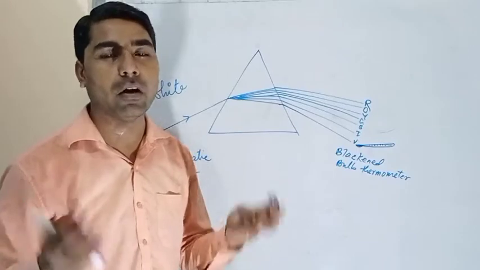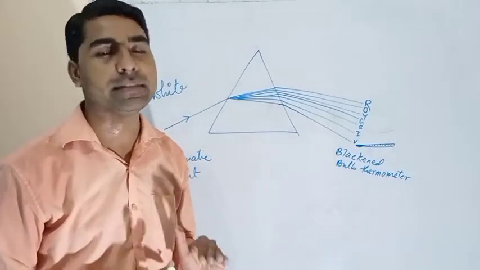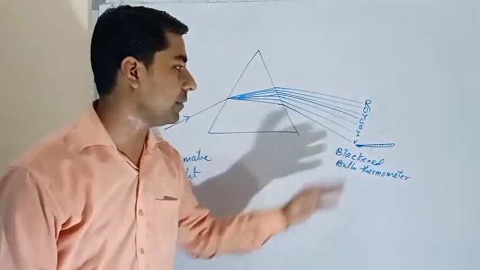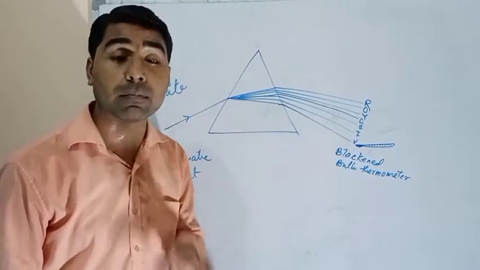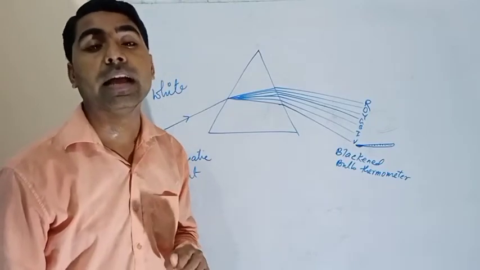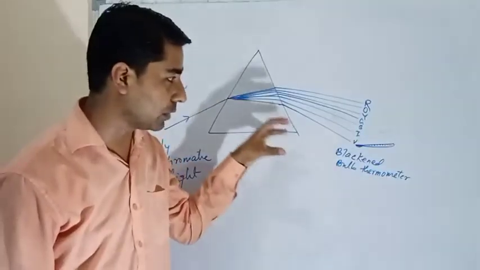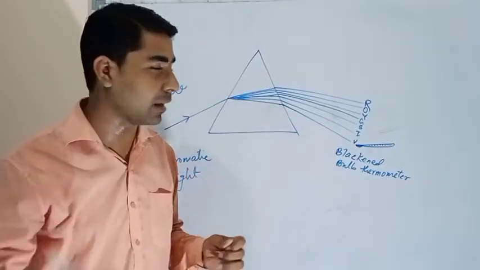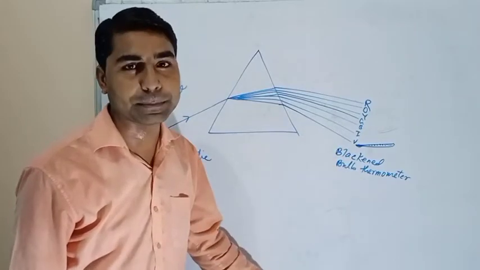White means all the wave bands are exciting our retina. Black means no wave band is exciting our retina. In the same way, the mercury thermometer has a shiny bulb, but when you cover it with black color, that time you will say it is a blackened bulb thermometer.